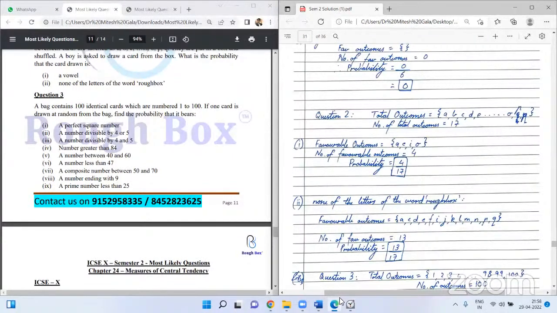Sir, in numbers less than 47, do we have to consider 47 too? Which question? A number less than 47. No, 47 will not be considered. Less than 47.